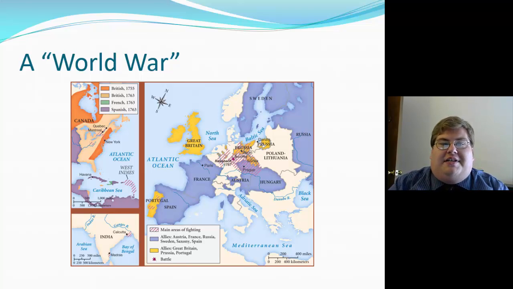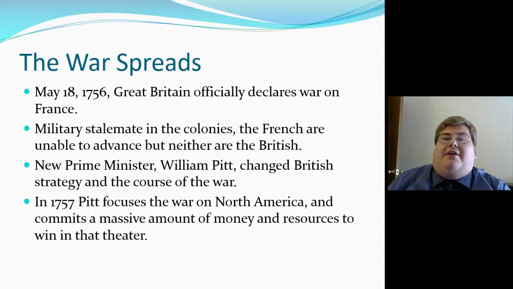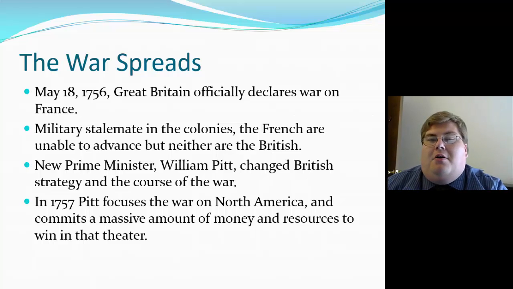If you look, you'll see that Britain will have its coalition of Britain, Portugal, Prussia. But they're going to be fighting the Holy Roman Empire, Spain, France, Austria and Hungary, Sweden and Russia. There's going to be fighting here. There's going to be fighting in the Dutch East Indies. There's going to be fighting in India. This is, by all accounts, a world war.